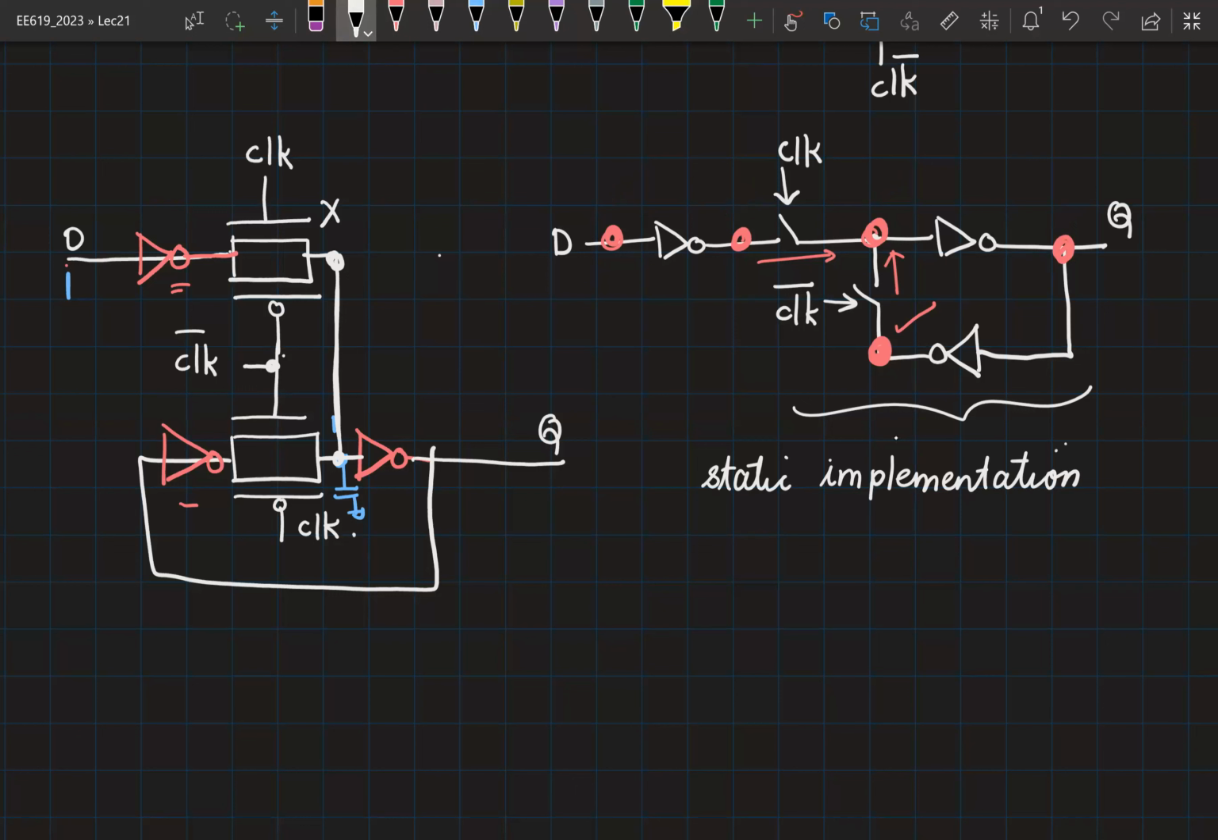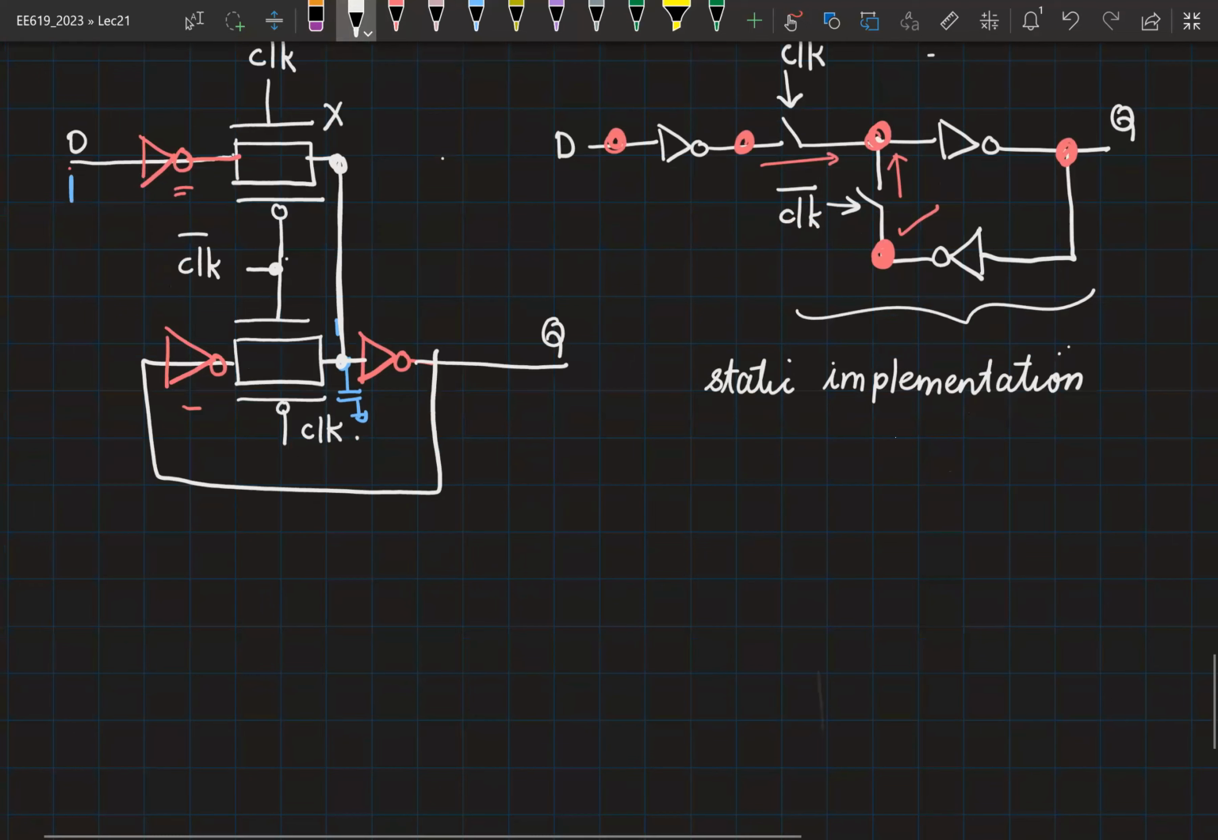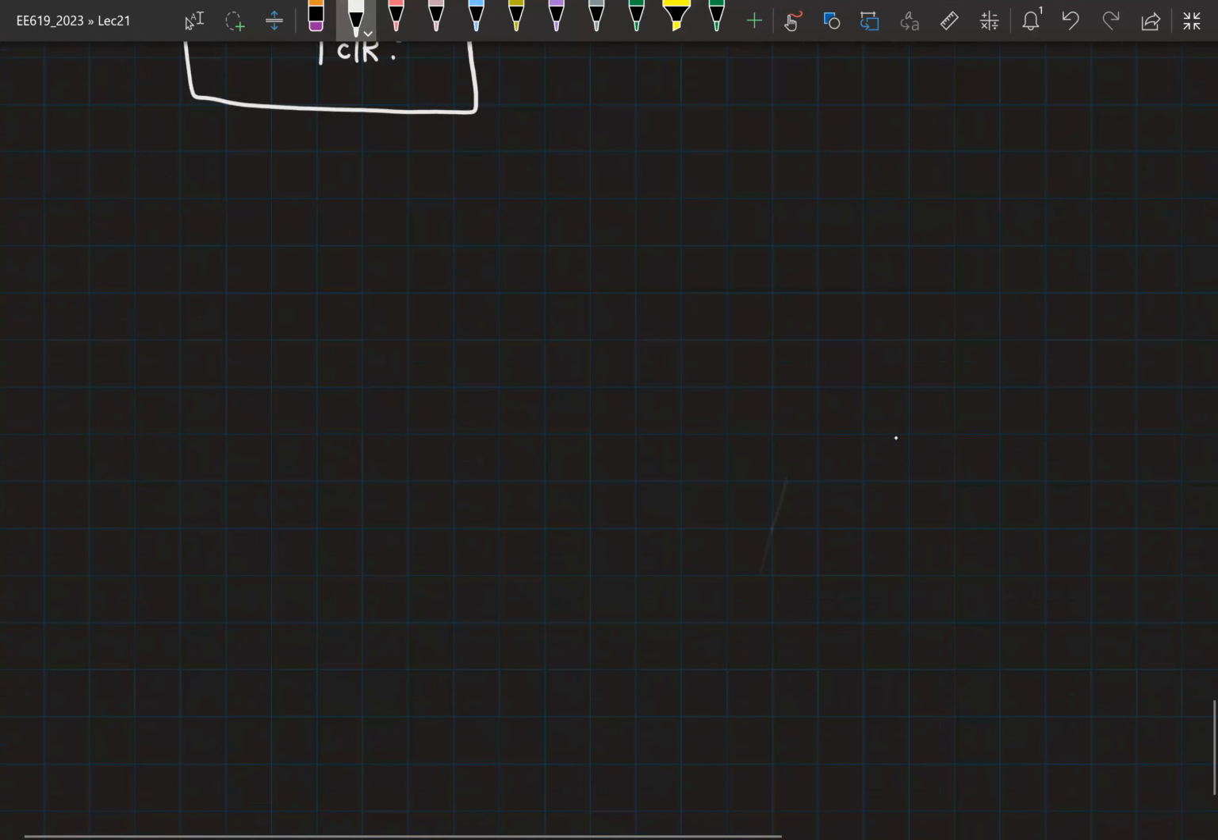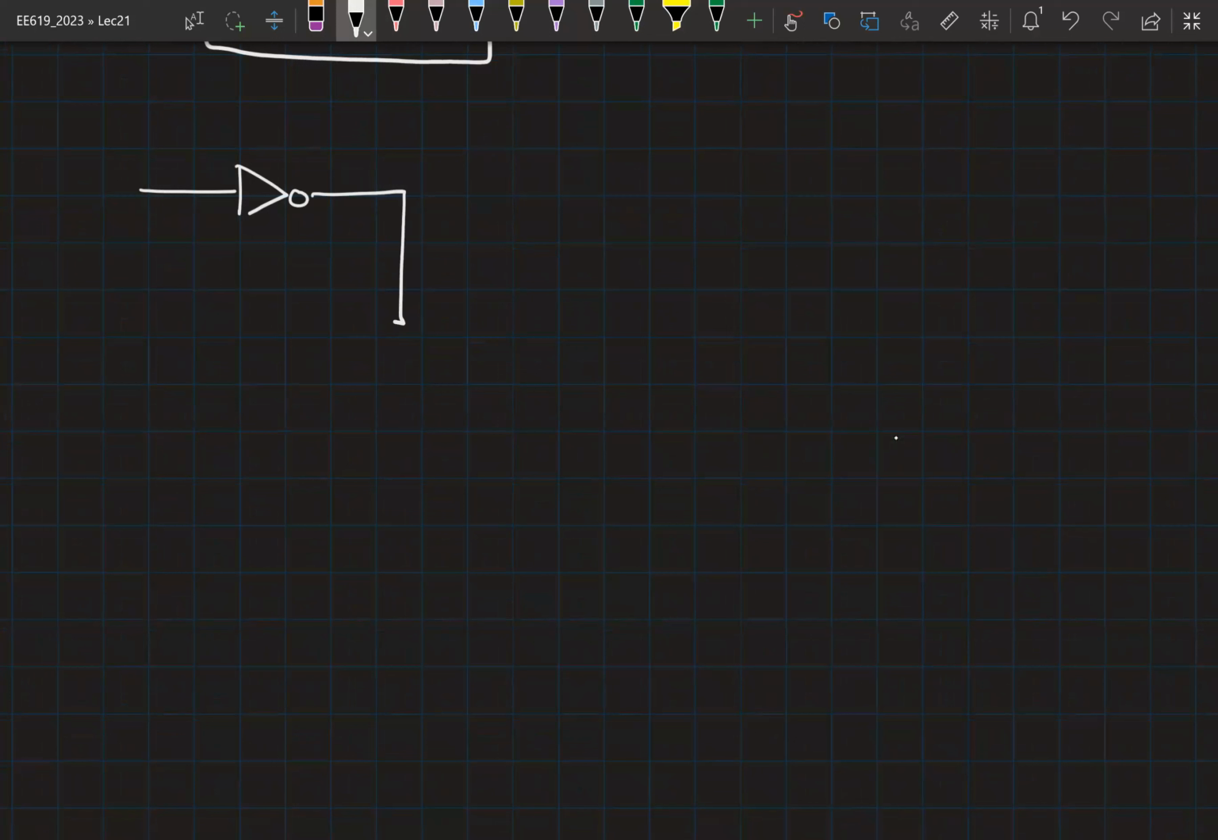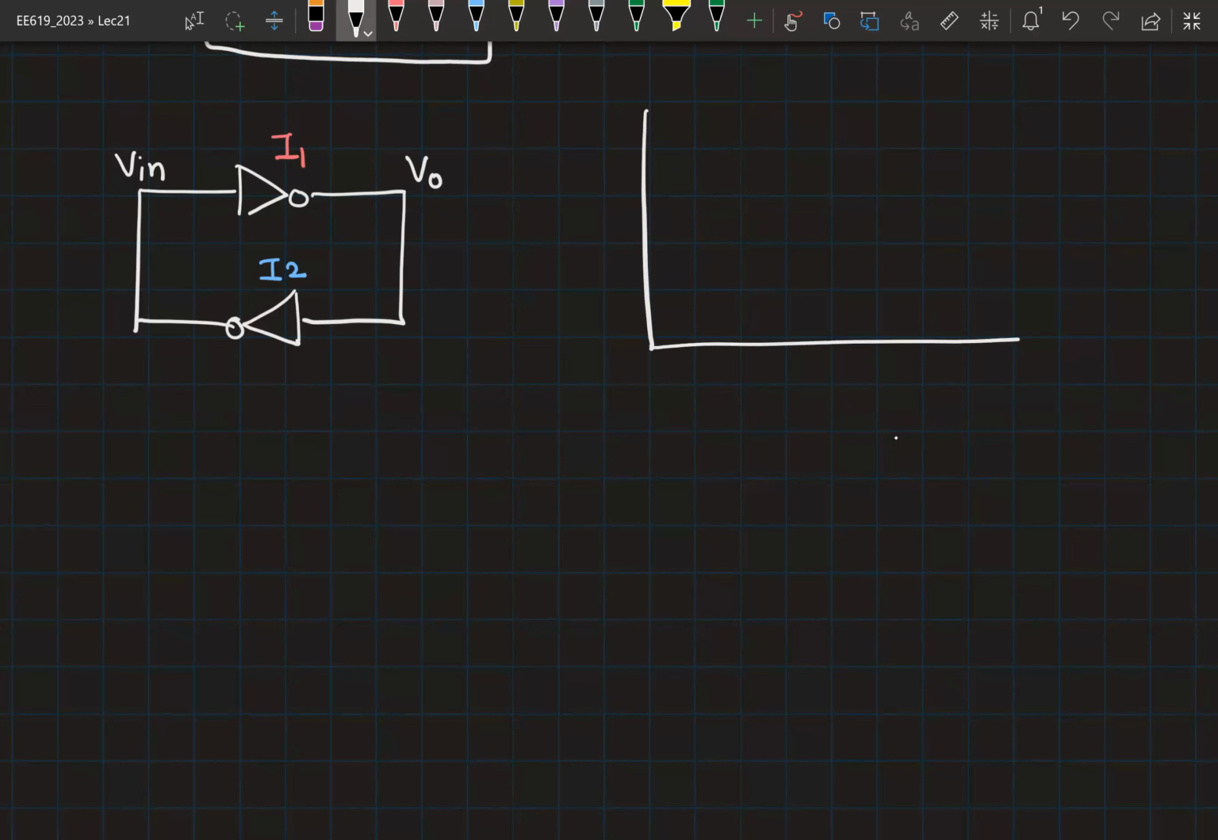I also want to take a quick look at these two back-to-back connected inverters. Let this node be Vn. This is V0, I1, and I2. I want to plot the VTC for both I1 and I2, but on the same curve. The y-axis is V0, sorry, the x-axis is Vn. Can you plot the VTC for both I1 and I2 on the same graph?